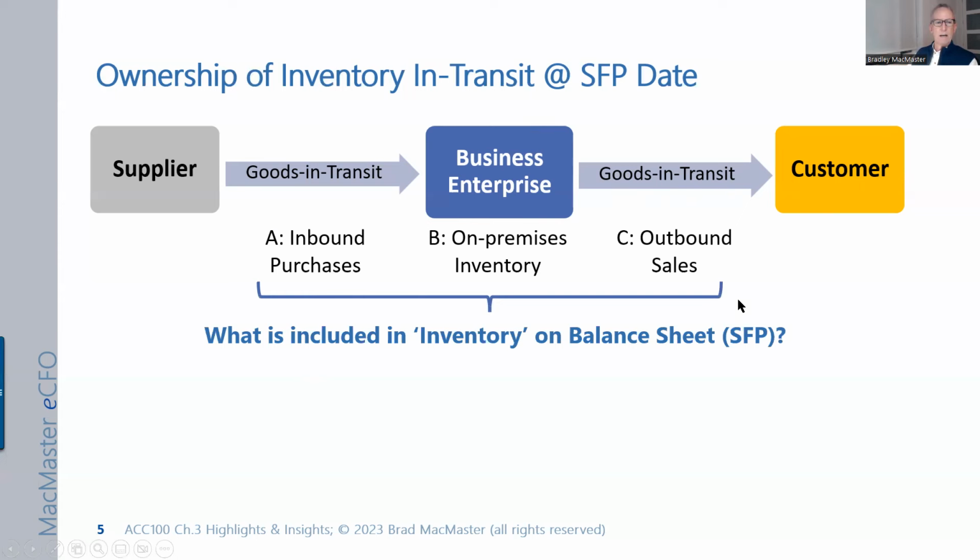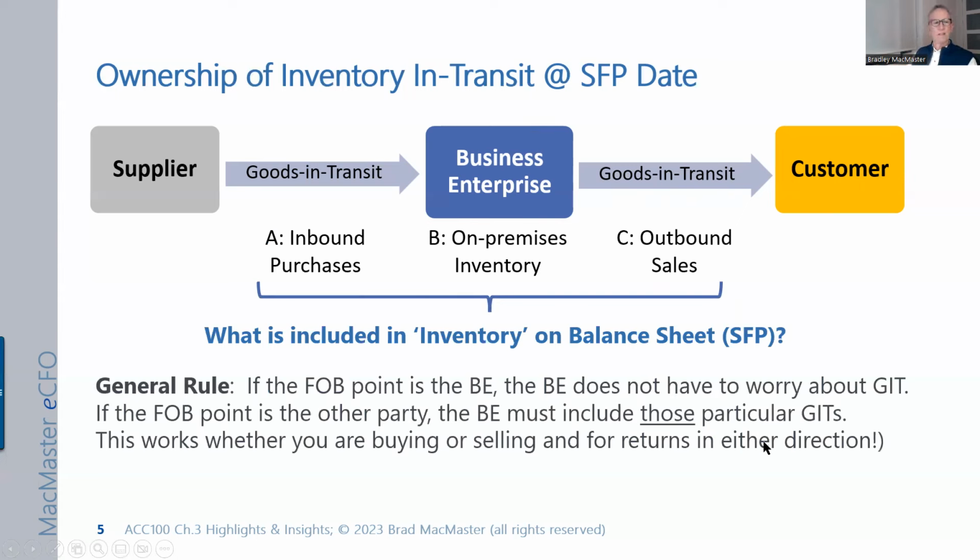All right. The general rule is that this depends on the shipping terms, and if the FOB point is the business entity, the business enterprise, then the business enterprise does not have to worry about accounting for goods in transit. What does that mean? That means if we are buying goods from a supplier and their terms of shipment are FOB destination, then the shipping point is us. They're paying the freight. They're taking on the risk of the goods disappearing. They own the goods until they get to our door. So if they're not on our premises, they're not part of our inventory.